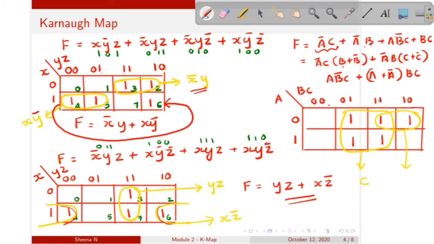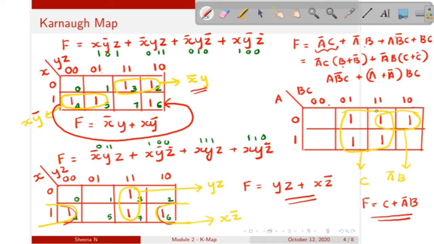In this pair, A is 0, that means A bar, then B is 1, and C is 1 and 0. So C is cancelled, B only, that means A bar B. So our Boolean expression F is equal to C plus A bar B. The minimized expression is C plus A bar B.